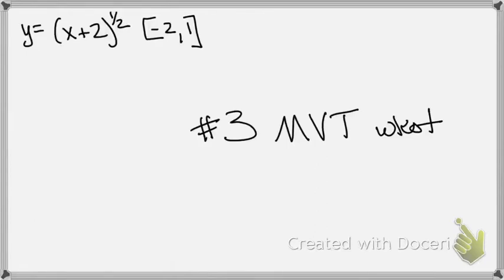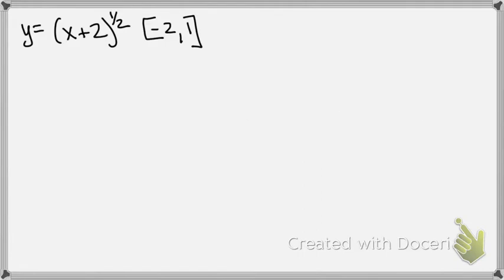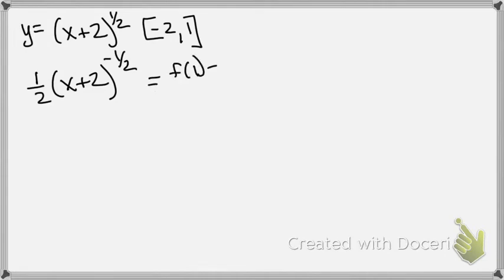Okay, number 3. Mean value theorem says actual derivative equals estimated derivative. Here we go. The actual derivative would be 1/2, leave the inside the same, subtract 1, times the derivative of the inside, which is 1. That has to equal my estimated derivative, f of 1 minus f of -2, all over 1 minus -2.